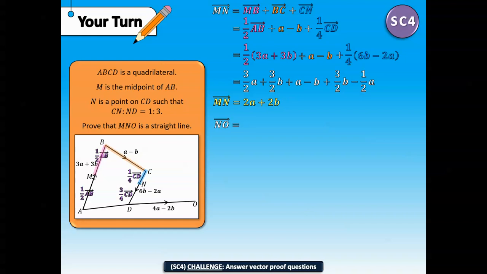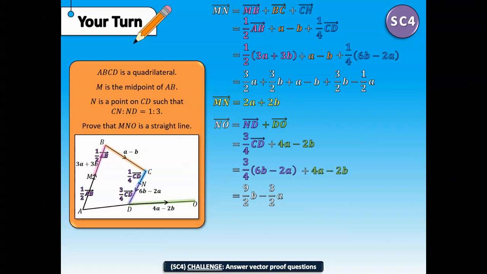Then we work out NO. So we go from N to D, then from D to O. ND is 3/4 of CD, and DO is 4a minus 2b. CD is 6b minus 2a. So we expand the bracket and then simplify.